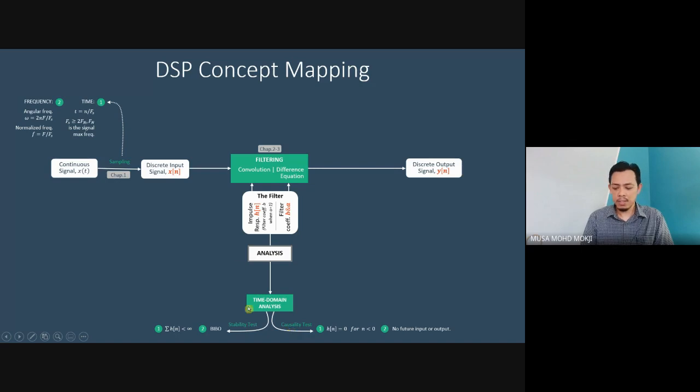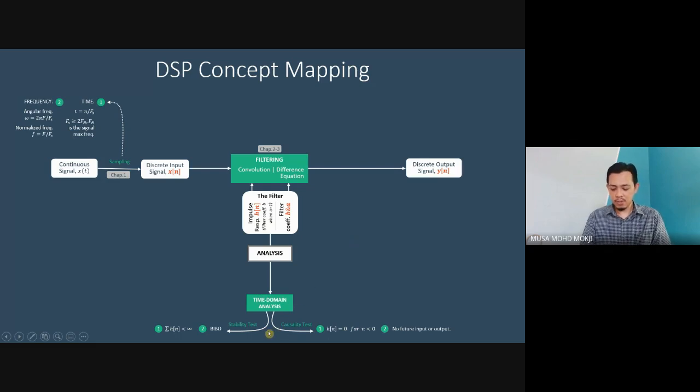Right? So what does this mean? A stability and causality test is actually done on a system, which is on the impulse response or difference equation. So it is not done on input or output signal, because it's not a property for input or output signal. Causality and stability is a property for system.